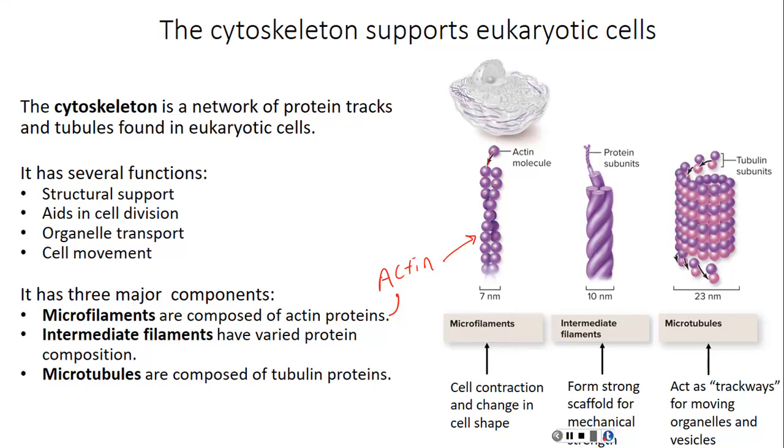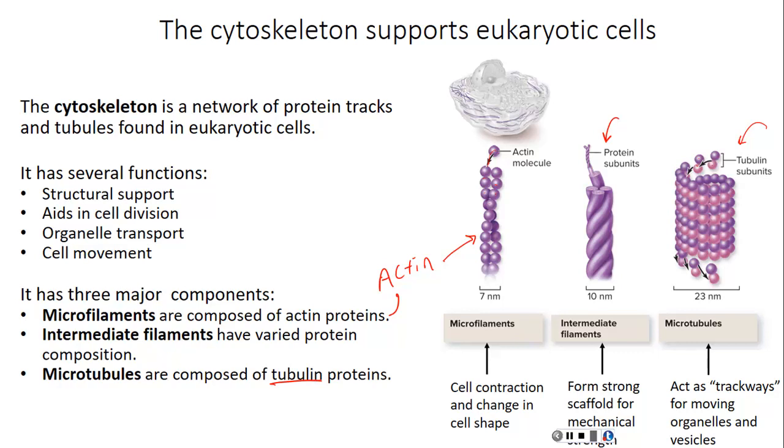We do have intermediate filaments that you see in this middle section right here. That's going to really help form this strong scaffold for a lot of mechanical strength. And then the other major component is called tubulin, and they're called microtubules. Notice on the right it looks kind of like a slinky. These little tubulin monomers are going to join together to form this really thick, strong microtubule. So microtubules are made up of tubulin. Microfilaments are made up of actin.